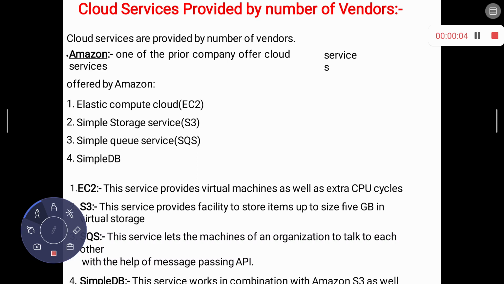Okay. So AWS, Amazon Web Services. Amazon is the main provider or vendor, which provides the different cloud services. Now, what are the cloud services that Amazon offers?